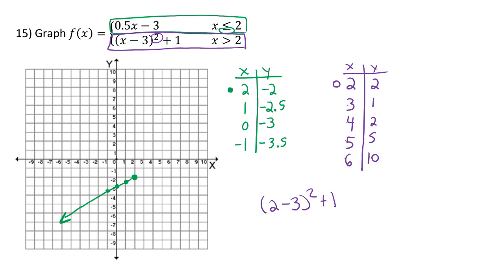Now when I plot the point 2, 2, it's going to be an open circle. And then at 3, 1, I've got a point. At 4, 2, I've got a point. At 5, 5, I got a point. And at 6, 10 is my last point. And that way you can really see the parabola there.